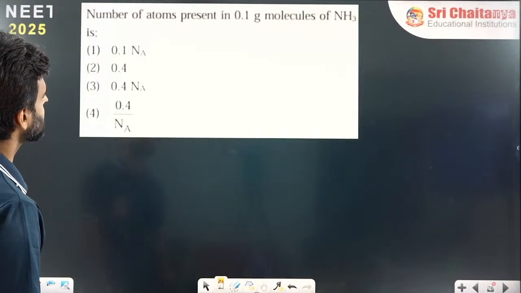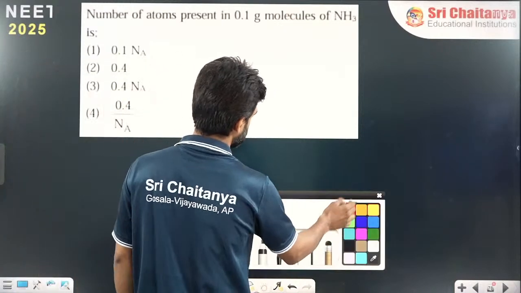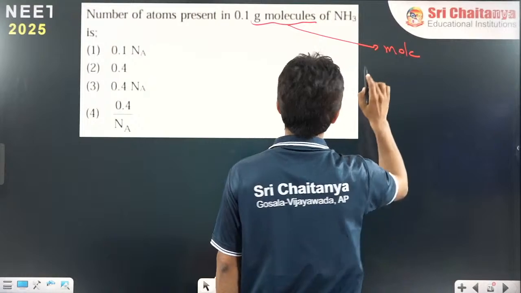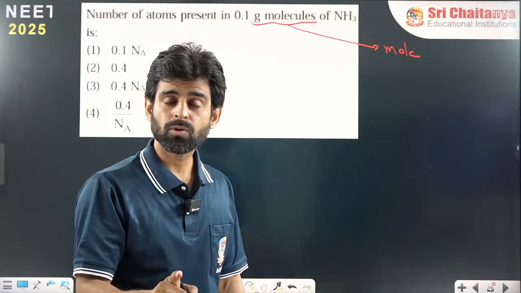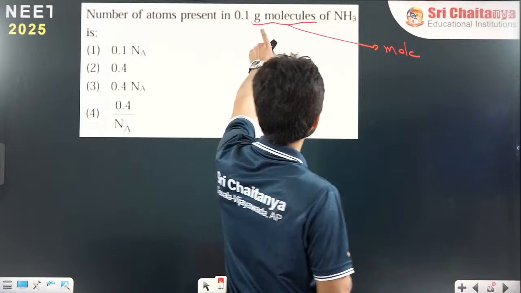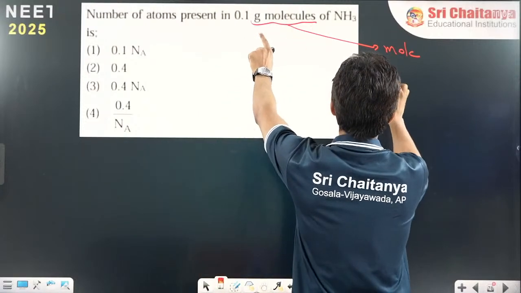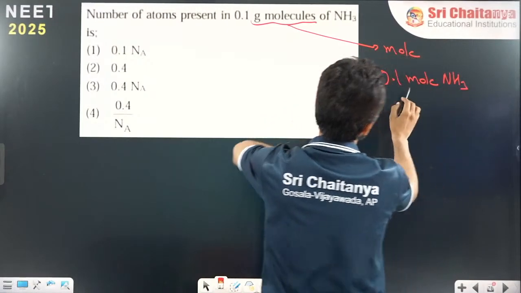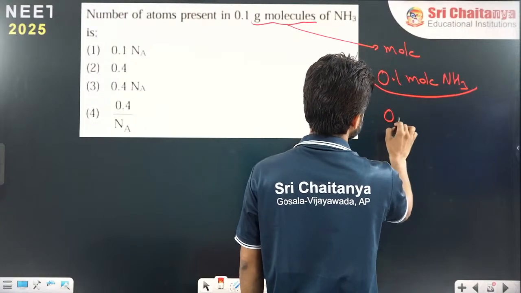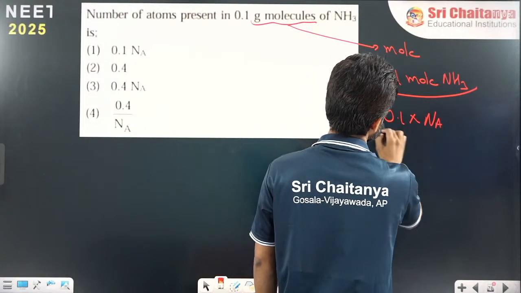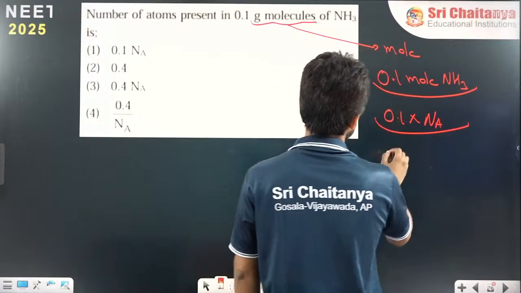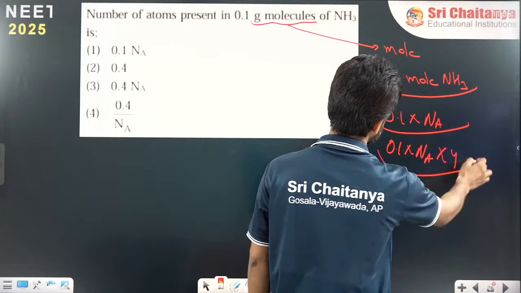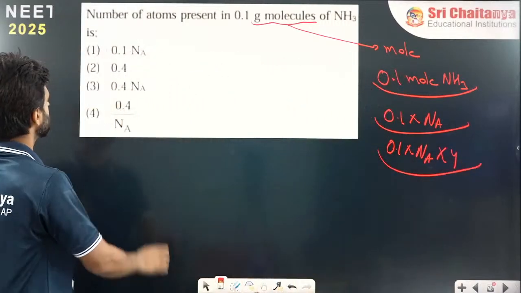Number of atoms present in 0.1 gram molecule. Here it is a little bit important. Gram molecule actually means mole. Gram atom also mole, gram molecule also mole, gram ion also mole. It is not the weight; gram molecule is mole. So I am having 0.1 mole of ammonia, right? How many molecules? 0.1 into Na. They are asking atoms. Every molecule has how many atoms? 4. So 0.1 into Na into 4, you can say 0.4 Na, right?